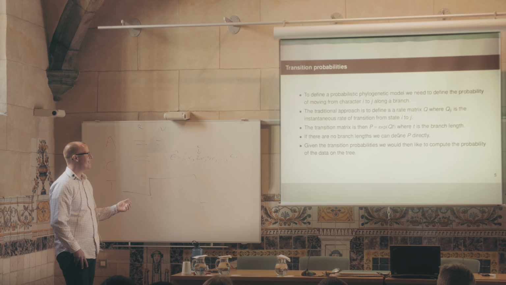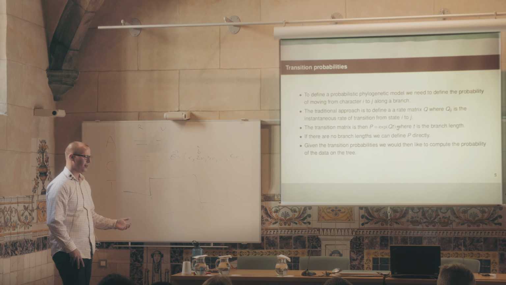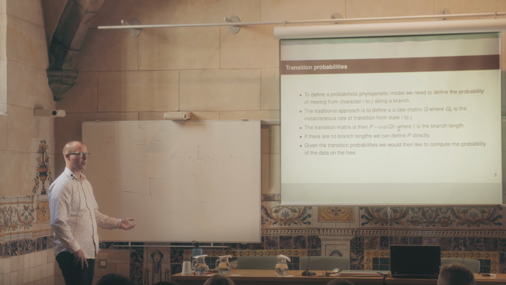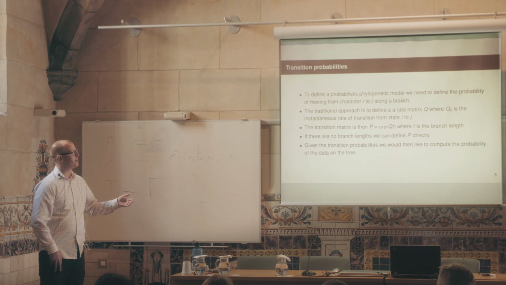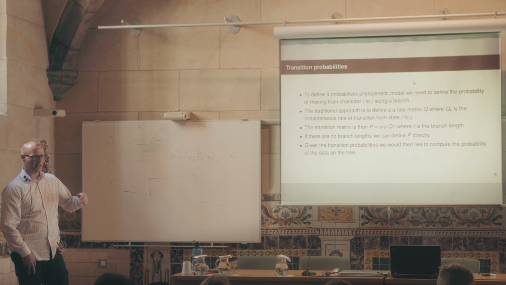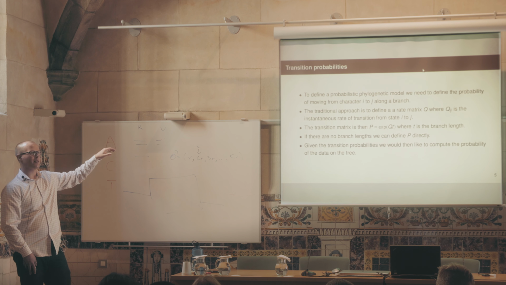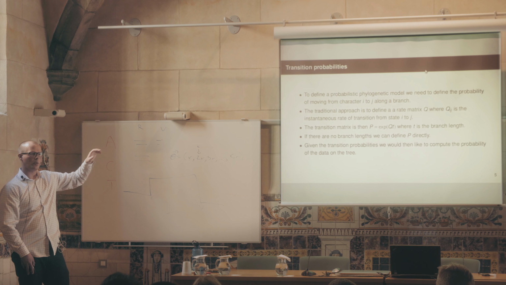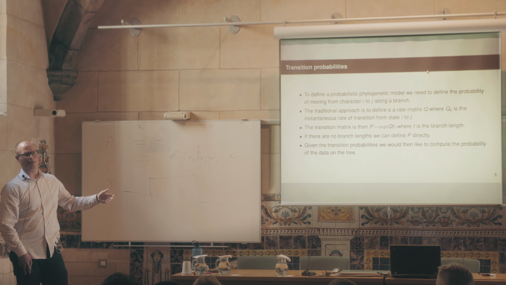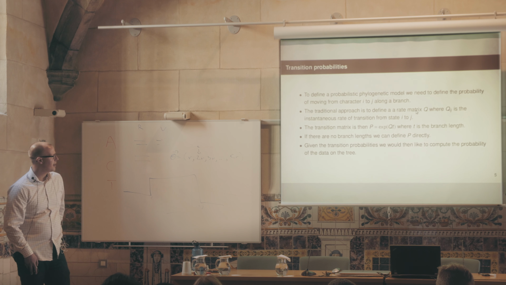So the basic ingredient of a phylogenetic model is to define transition probabilities. So formally, or sort of informally, what we want to say is, given that your ancestor had some character, right? Say it's nucleotides and it had a C, what is the probability that its child all of a sudden has a T, right? And that's the transition probability matrix.